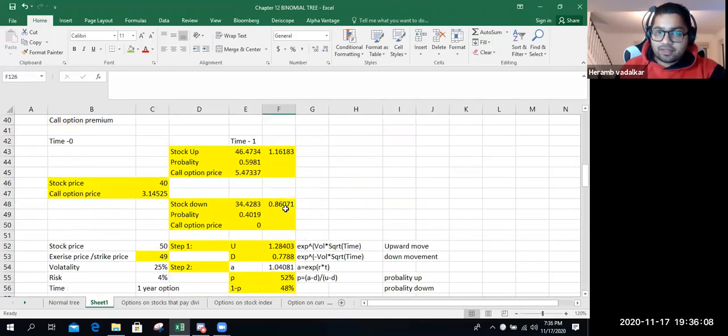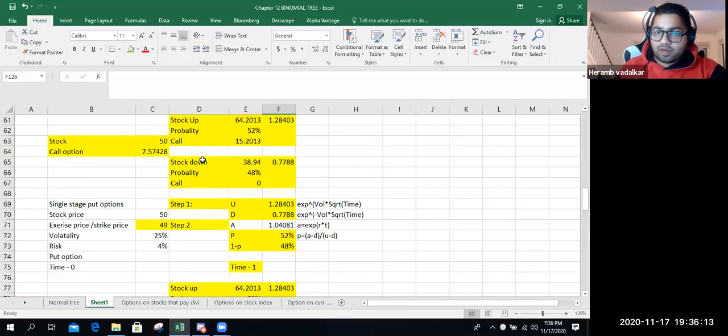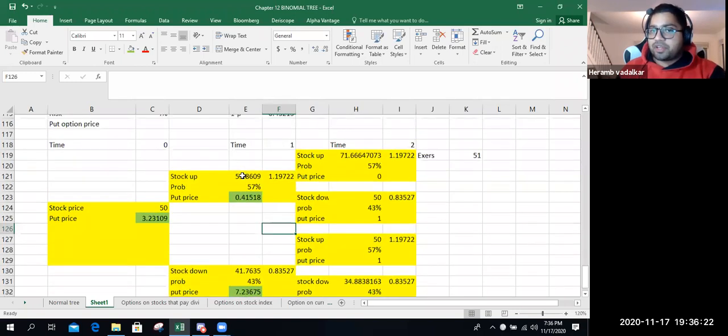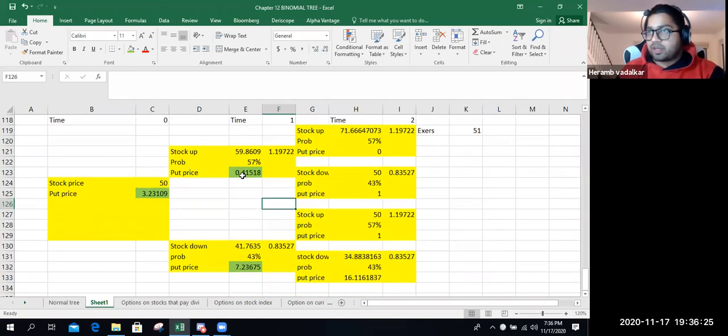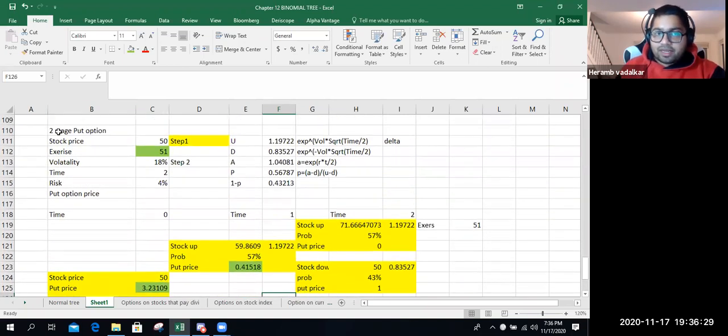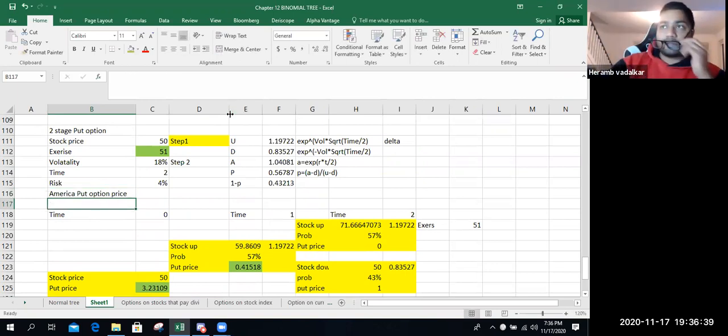So we have discussed a single stage model, double stage model, single stage call, single stage put, double stage call, double stage put. But all of these were European options. What if it is an American option? So let's say it's a two-stage put model, but you are given it is an American put. So what changes do you have to make?